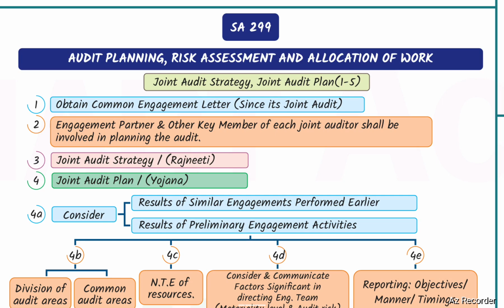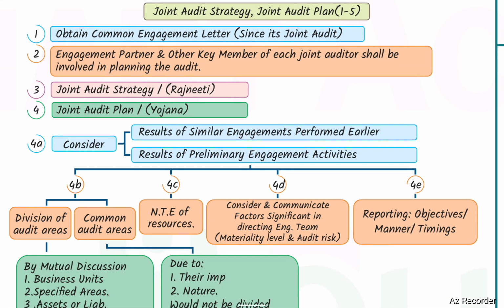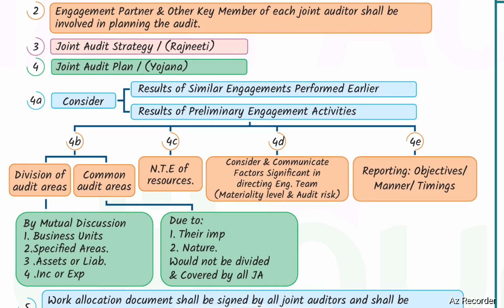The joint audit strategy needs to be formulated. The joint audit plan needs to be formulated. Consider results of similar engagements performed earlier and results of preliminary engagement activities. Division of audit areas is by mutual understanding, like business units, specified areas, assets, liabilities, income, expenses. Common audit areas, due to their importance and nature, would not be divided and are covered by all joint auditors.